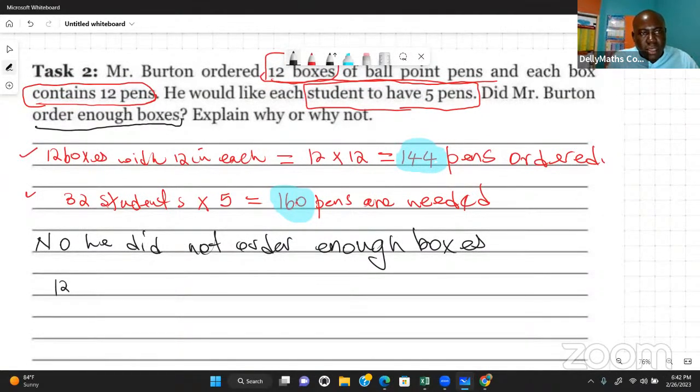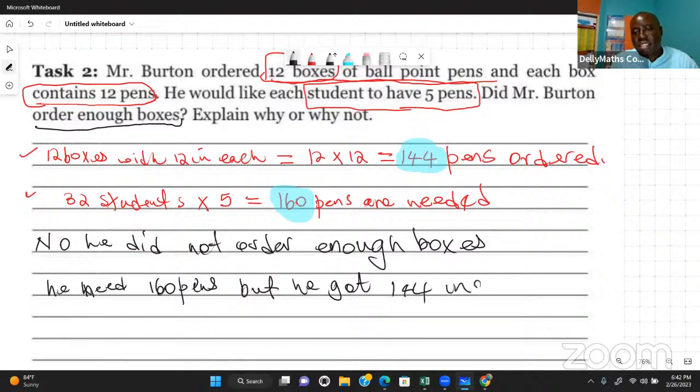You could do a number of things. You could say, well, he needed, I'm just going to write this, he needed 160 pens, but he got 144 instead. So I could just give that as the argument. So no, he did not order enough because he needed 160, but he got 144. So we're explaining that.